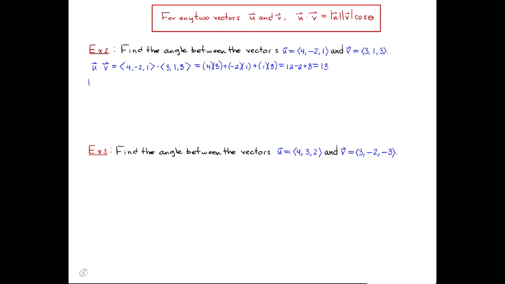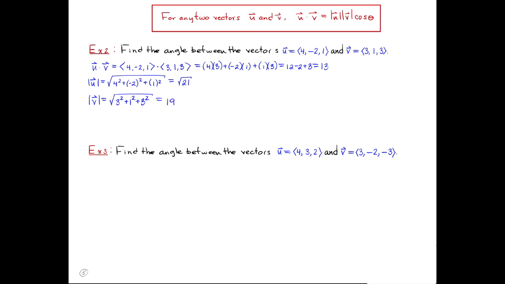To find the magnitude of u, that is equal to the square root of 4 squared plus negative 2 squared plus 1 squared. 4 squared is 16, plus 4 is 20, plus 1 is 21. So we have the square root of 21. And the magnitude of the vector v is equal to the square root of 3 squared plus 1 squared plus 3 squared, which is the square root of 19.